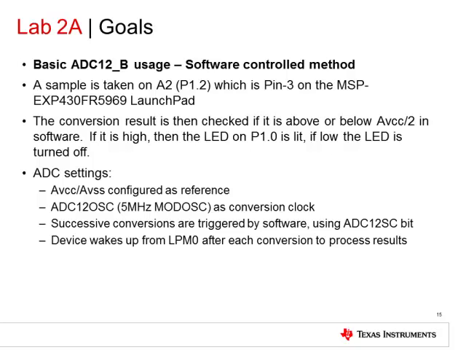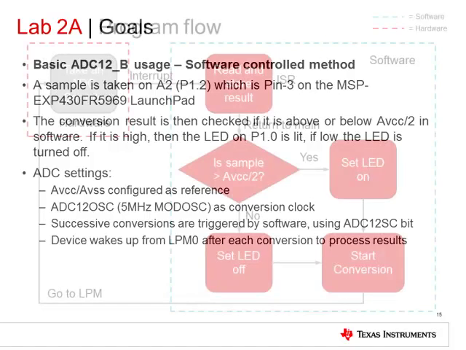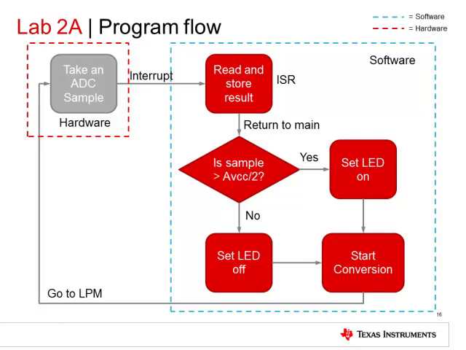This slide lists the different settings you will need to configure in this lab. This flowchart shows the program flow we described in the previous slide. The slide also highlights the functions handled by the ADC module in hardware and the processing performed by the CPU in software. In this lab example, since much of the post-data processing is done in software, the device has a high active duty cycle.